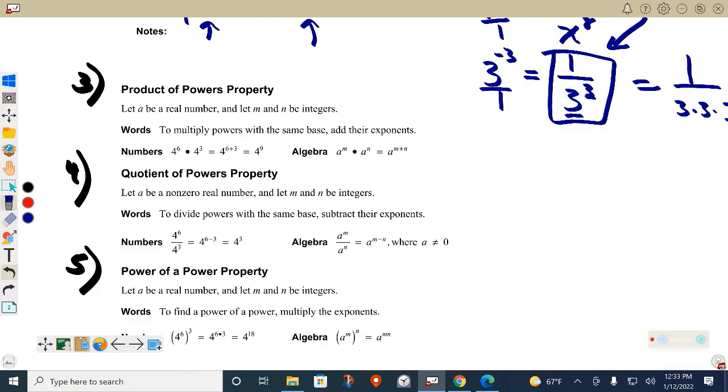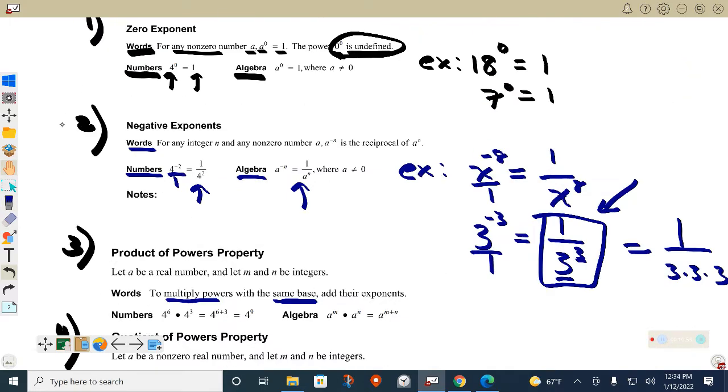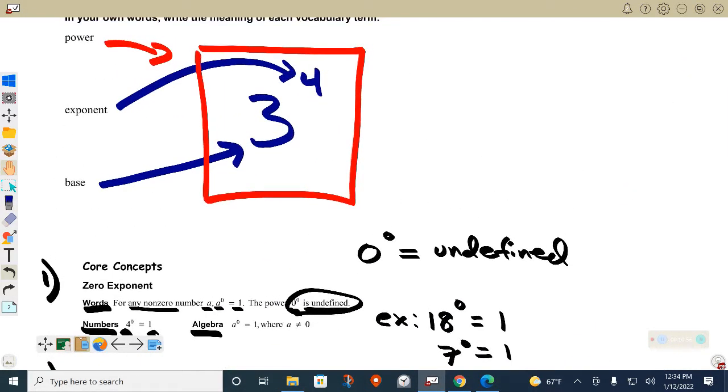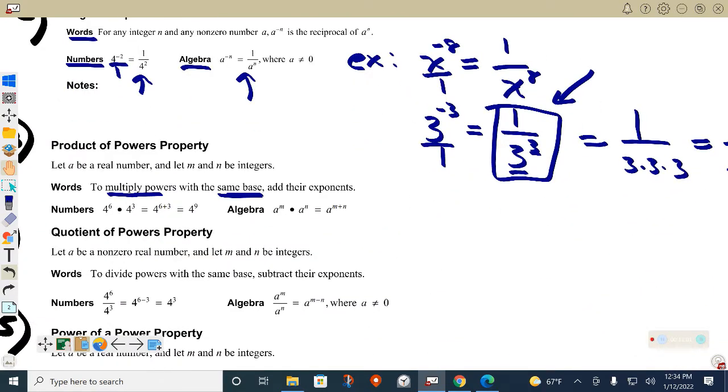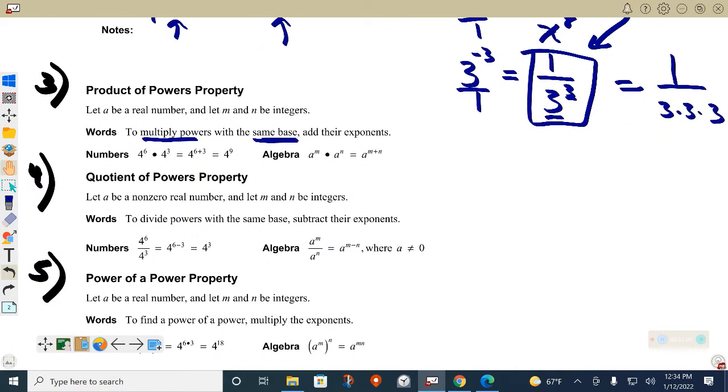Look at the words. To multiply powers with the same base. What's the base, you ask? Well, we just took notes on the base, right? The base is whatever is being raised to the power. So this is saying, if you have the same base and you're multiplying, just add the exponents. They gave you an example in numbers. 4 to the 6th times 4 to the 3rd. The same base is 4. So you just add it. So it's 4 to the 6 plus 3 power, which is 4 to the 9th power. Algebra, a to the m times a to the n power is going to be a to the m plus n.